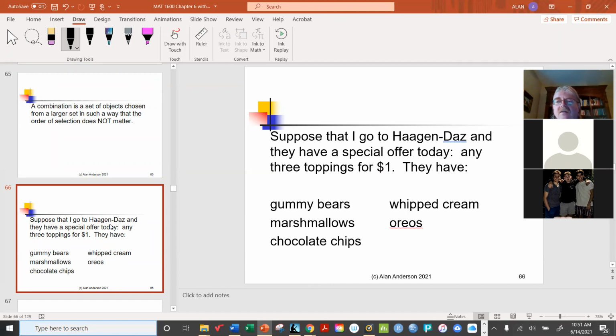Now, does the order in which I select my toppings make any difference? It does not. They're all going to get dumped onto the top anyway. So in a case like this, each choice that I have is referred to as a combination. The question is, how many combinations can I create by choosing 3 toppings out of 5?